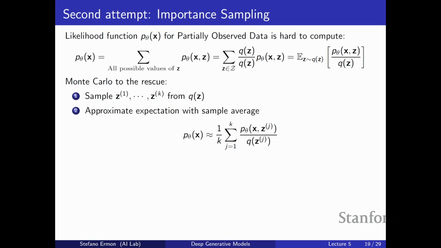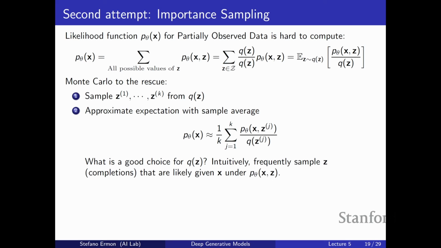Is Q just something that we're modeling? So we'll see how to choose Q. For now, this works regardless of how you choose Q. What's a good choice for Q? Intuitively, you want to put probability mass on the z's that are likely under the joint distribution. You'd like to somehow be able to sample the z's that make sense. So you have a current joint distribution between x and z, and you want to choose the z's that make sense, that are the completions that are consistent with what you observe.